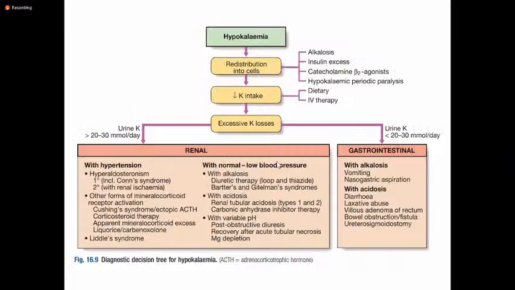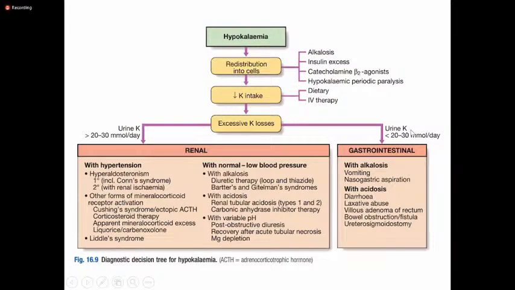So this is basically summarizing the different causes of hypokalemia. The effect of alkalosis, insulin excess, catecholamines can cause redistribution of potassium into cells. If you have reduced intake, this can be oral, or if the patient needed supplementation, it is not being done. All this can lead to excessive potassium losses.